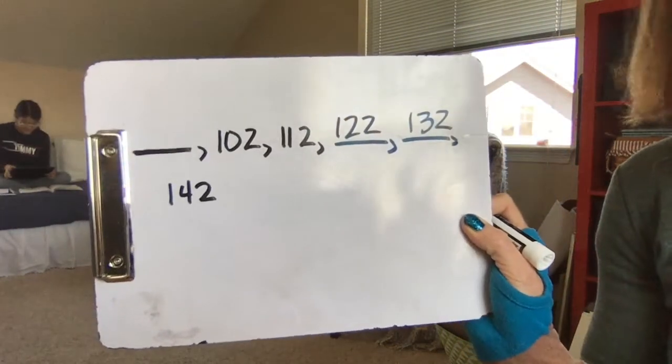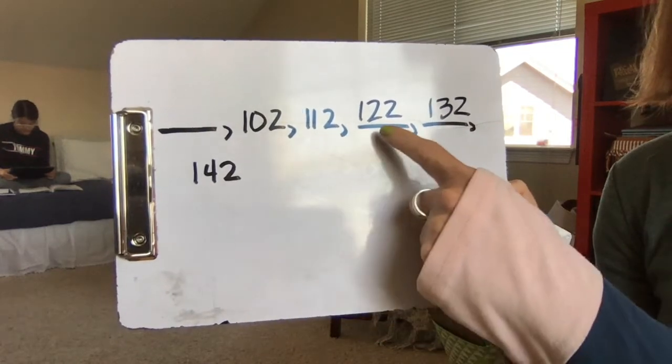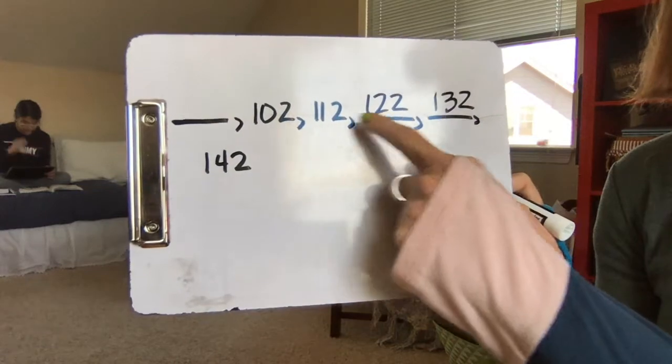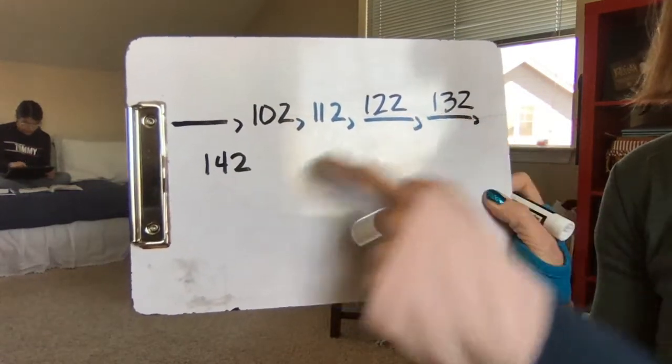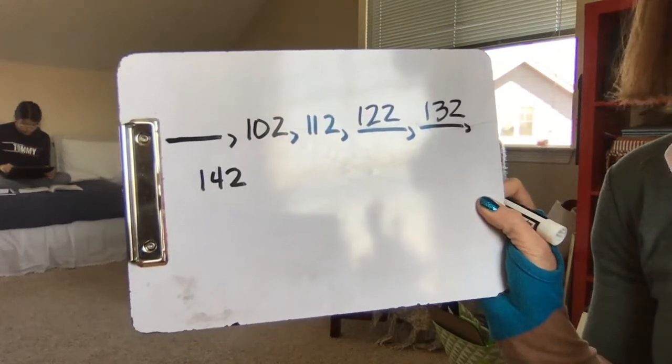Now I'm starting to see a pattern. The only thing that I see changing so far is my 10 spot. So 0, 1, 2, 3, 4. How do I figure out this number over here? I have to go backwards.